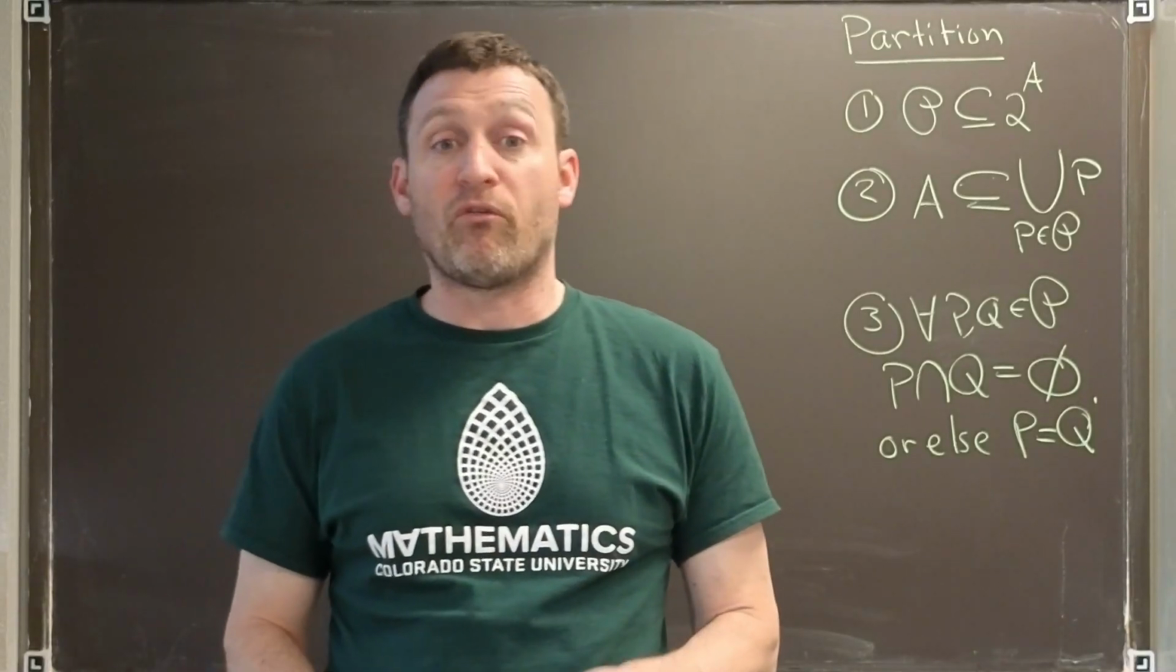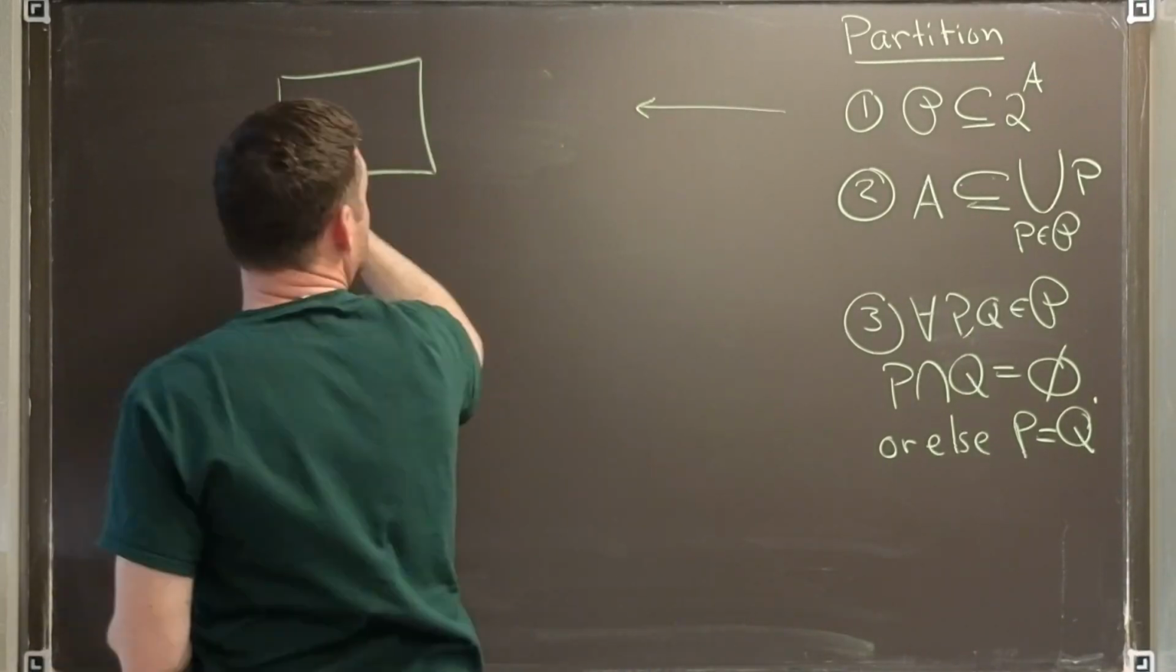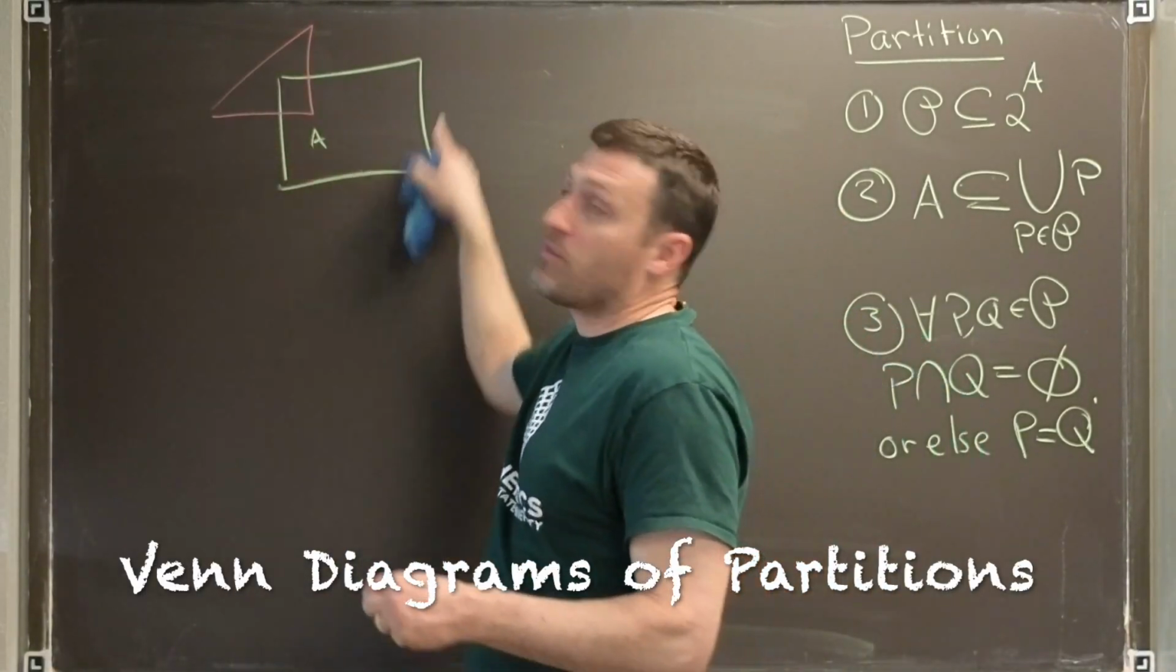Many times we like to think of a Venn diagram to go with this. Suppose I think of A as looking up at this region of the sky.